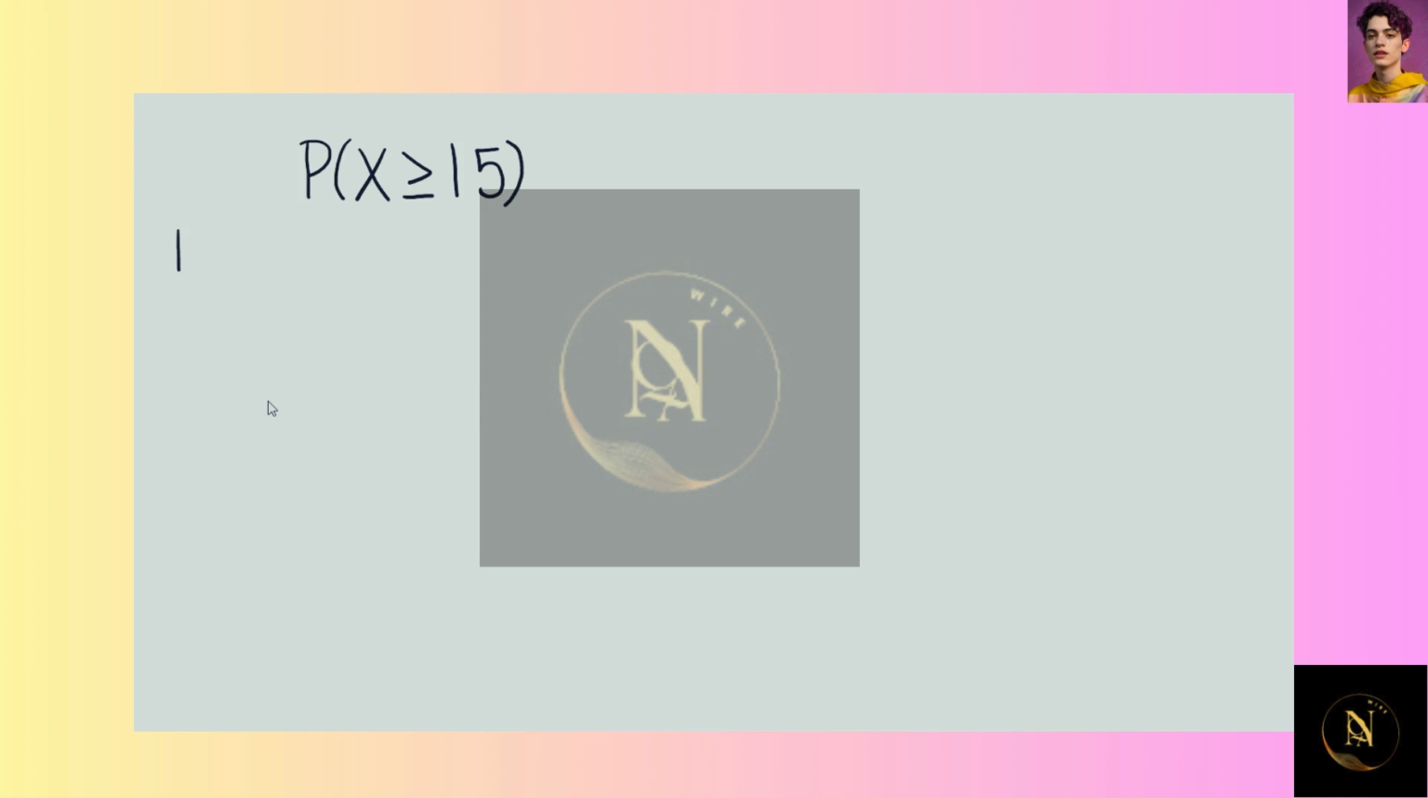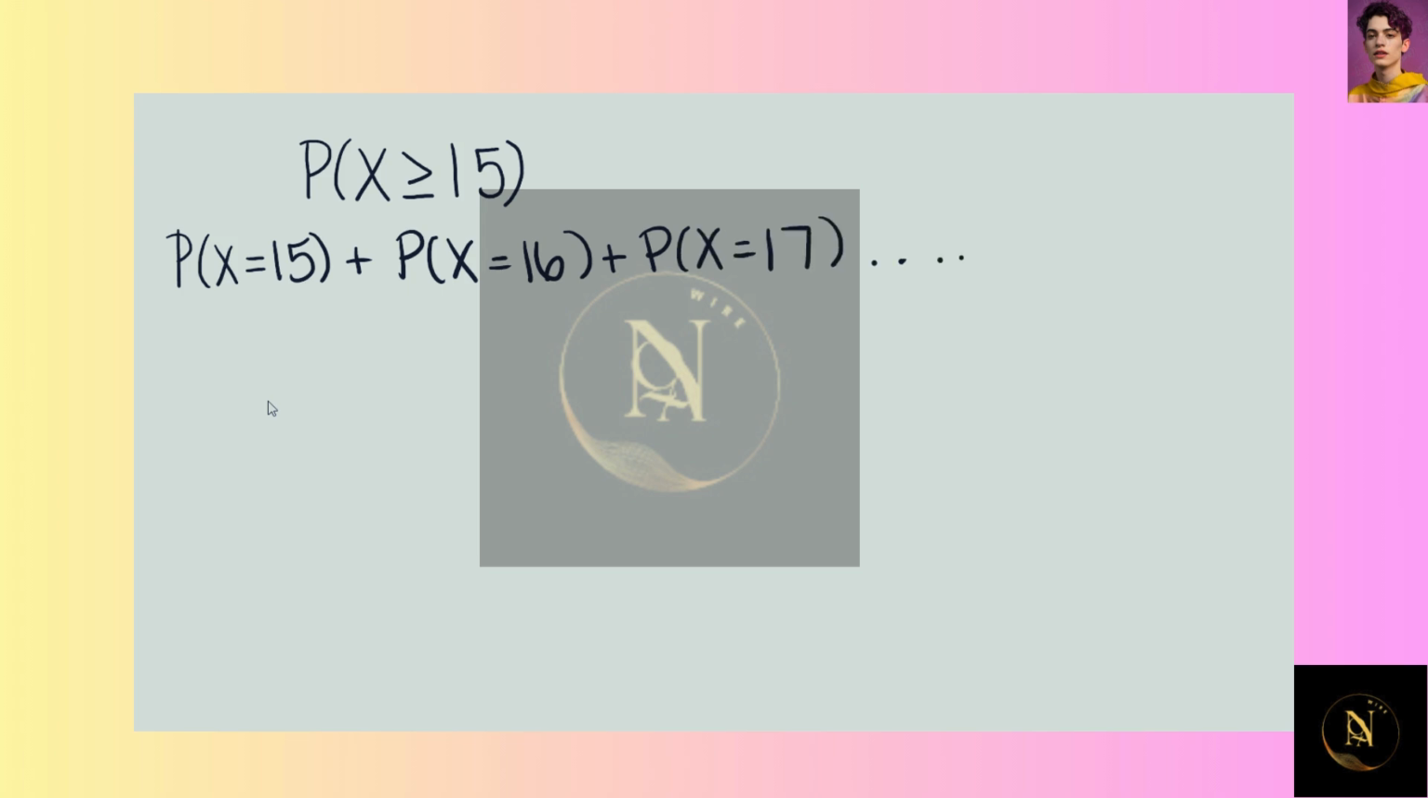This means you need to find the probability that x equals 15 plus the probability that x equals 16, x equals 17, etc., up to the probability that x equals 20. This can get time consuming, especially when you're using the formula, because you'll have to use the formula for each one, 15, 16, 17, 18, 19, 20, and then add them all up. You can look at the table.